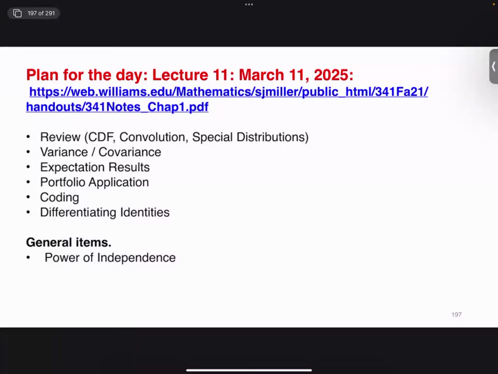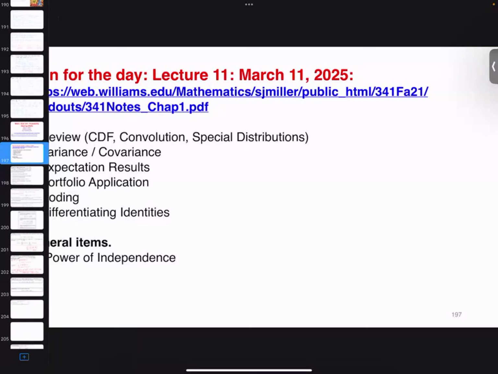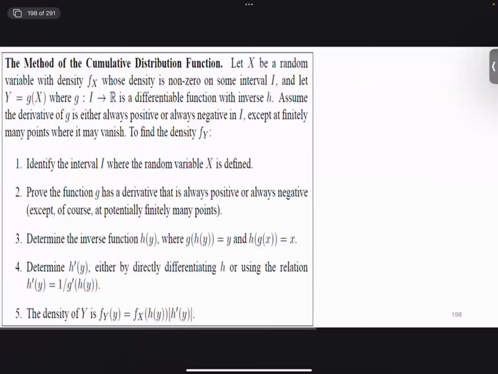The big item today is the power of independence. When things are independent, calculations are often much easier to do. All right, so let me just quickly review. The main reason for having some of these slides is just to have them, again, in your notes in a very handy way. This is the method of the cumulative distribution function. This is straight from the book, just enumerating what's going on and how we can convert from being able to generate one random variable to being able to generate another random variable.